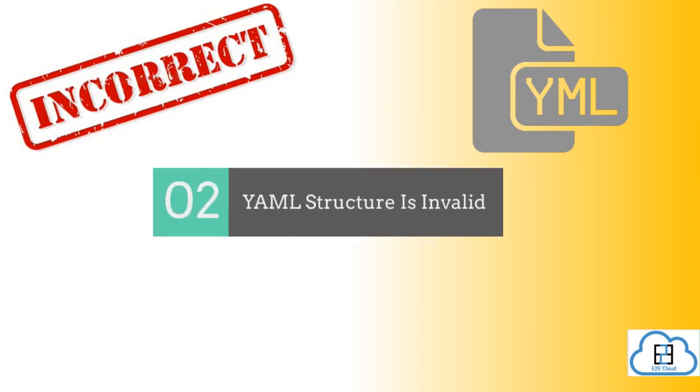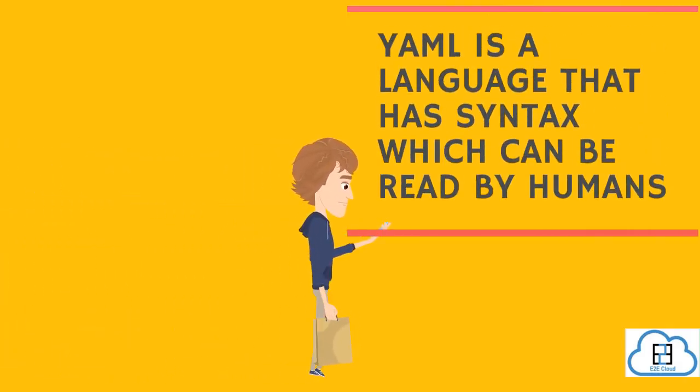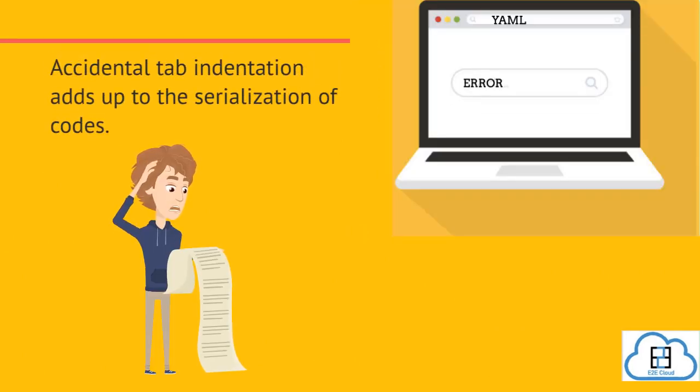Second, the YAML structure is invalid. YAML is a serialization language that contains syntax that can be read by humans. Indentation of white space is a complex process when managing large configuration changes. Accidental tab indentation in itself will not result in an error, but it adds up to the serialization of code.